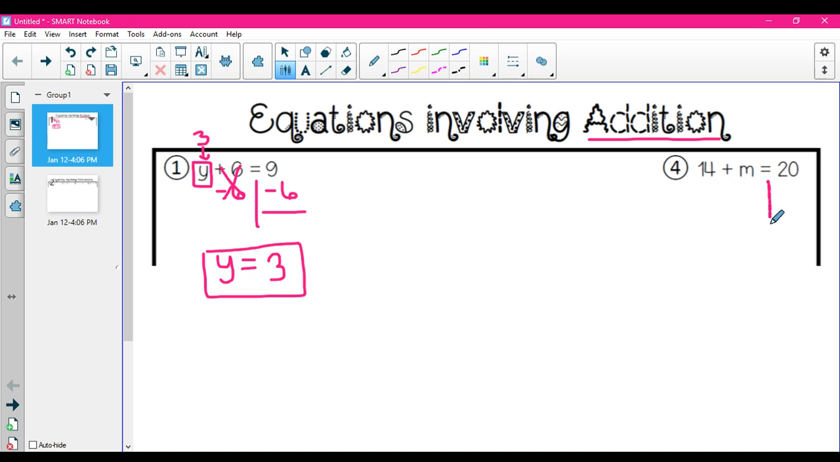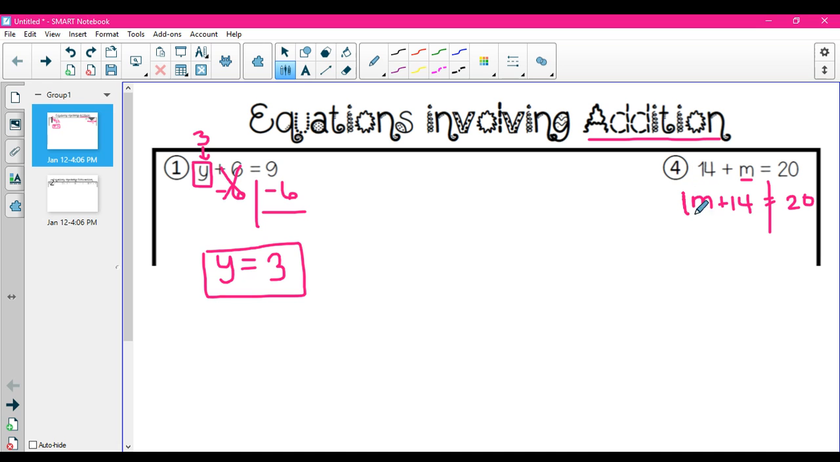Let's look at the next one. We want to isolate m. When adding, we can switch the order of adding. So I like to move the m to be first. So we can say m plus 14, which is the same thing as 14 plus m. That will also equal 20.